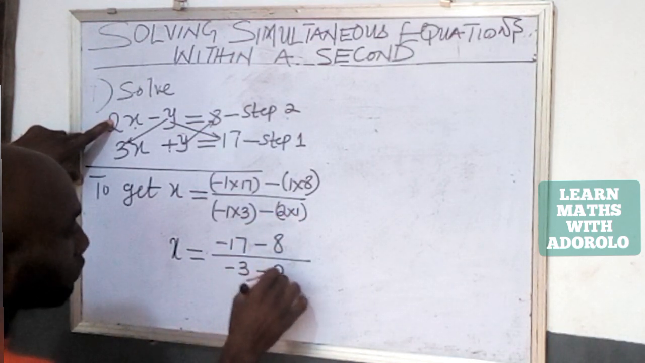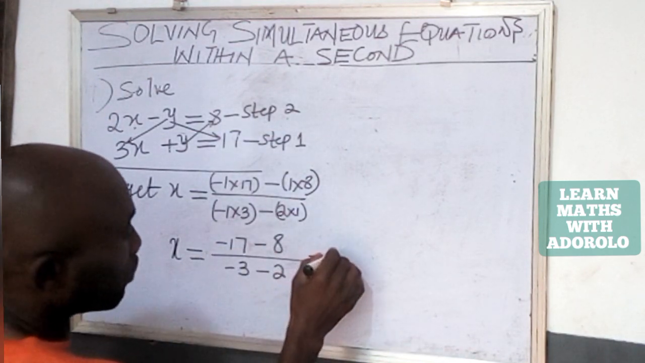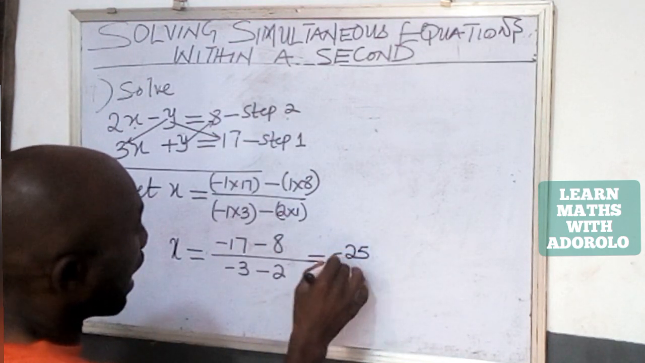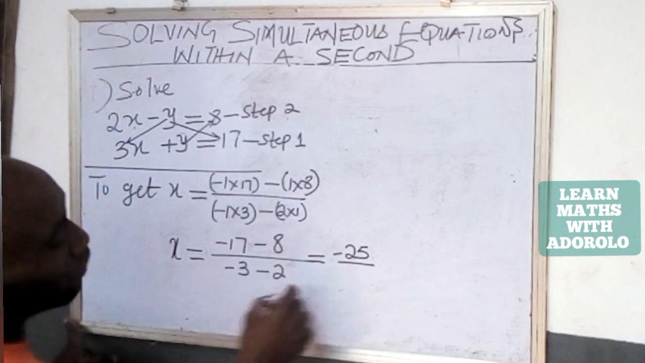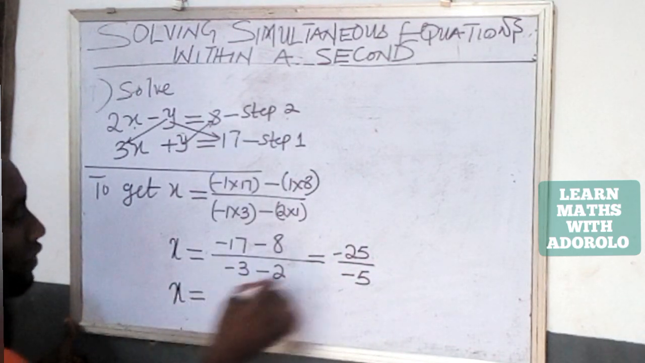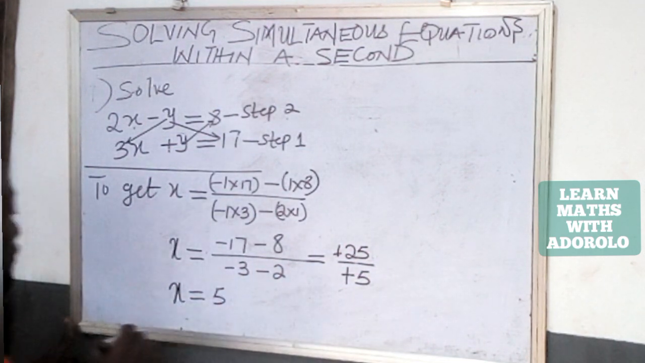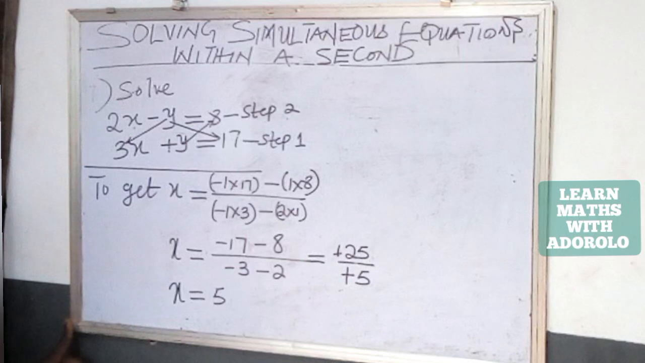2 times 1 will give us 2. So we have x equal to minus 17 minus 8, which gives minus 25, over minus 3 minus 2, which gives minus 5. So finally, the negatives cancel, and 25 divided by 5 is 5.